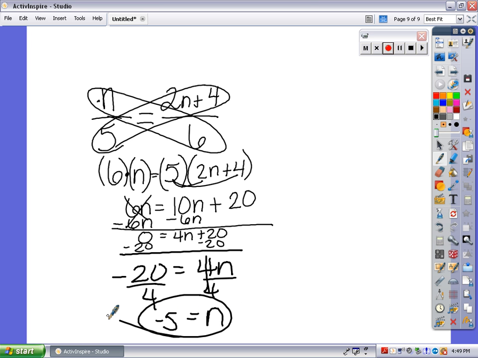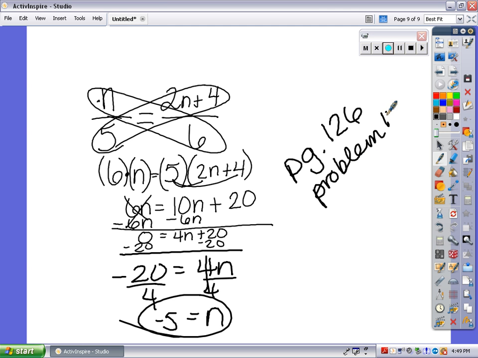So do you see what I did? Again, when you did your cross product, you're going to have that to do. And again, this is on page 126, problem number 3. There's another example in your book that goes with that. So if you have questions, you need to take a look at it.